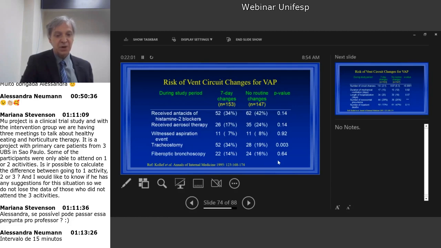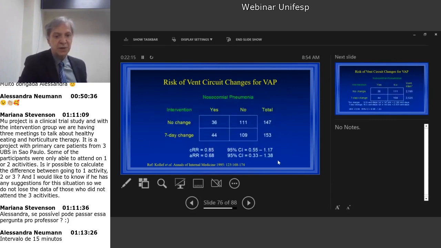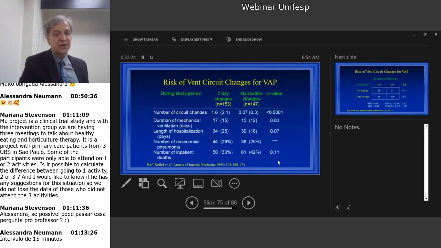Receive antacid, receive aerosol. You got a little bit of a difference here in the tracheostomy. Tracheostomy is actually very different between the two groups. It's also because of what we're trying to show, I believe. I'm trying to remember what trial that was. A long time ago. At any rate, you have your numbers here of a trial. Your interventions don't change in 7-day change. Okay.